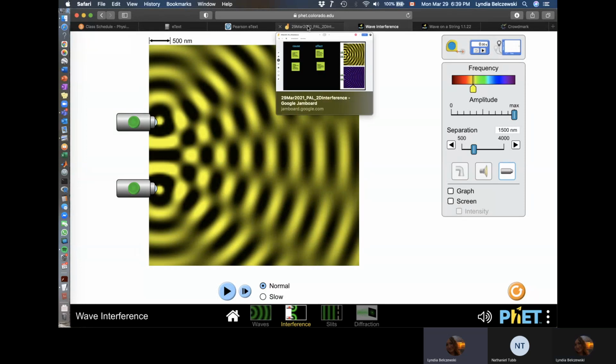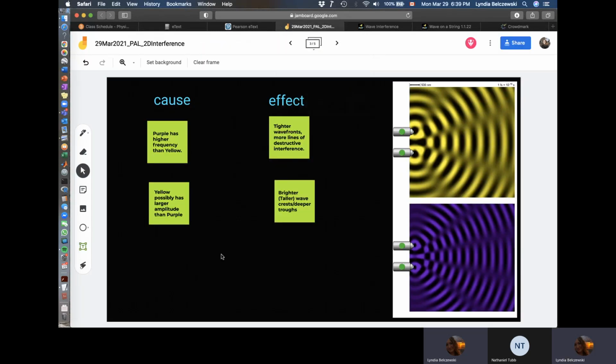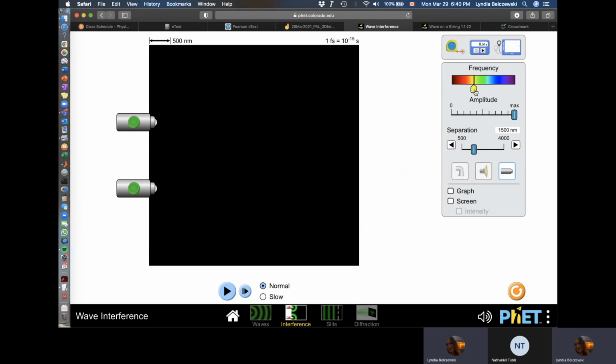Absolutely. Next you said yellow possibly has a larger amplitude than purple, which would cause the yellow to be a brighter wave and so have taller crests and deeper troughs. That's a really good point. So absolutely, let's look at a different color. We'll do a nice blue.